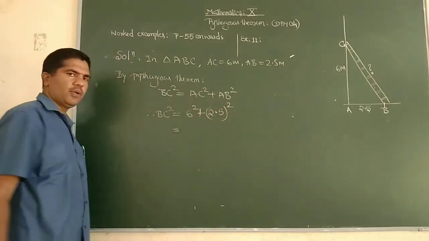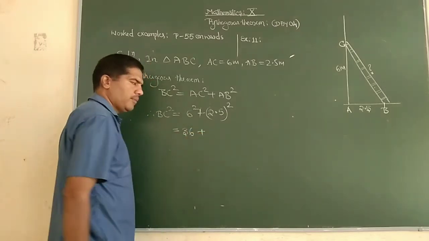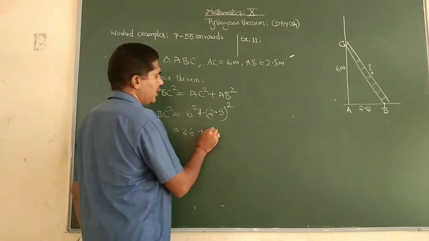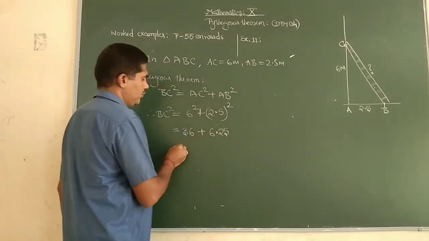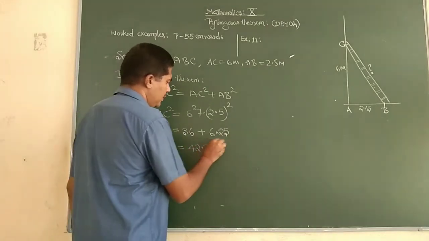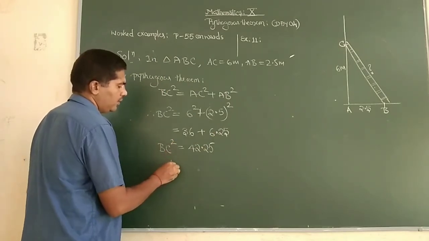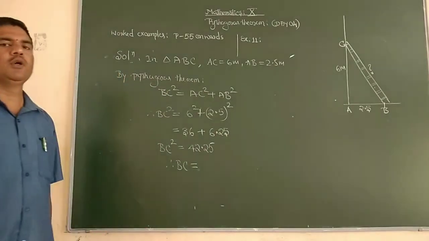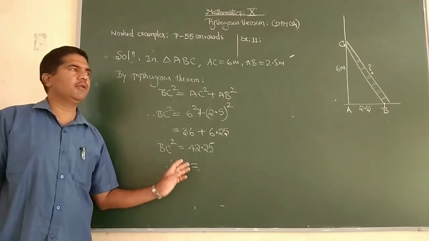It is equal to 6 square, which is 36, plus 2.5 whole square. Don't panic, either you multiply: 25 square is 625, so 2.5 square is 6.25. So we have got 42.25 as BC square. Find the square root of 42.25. Then you get the answer for BC, the length of the ladder.